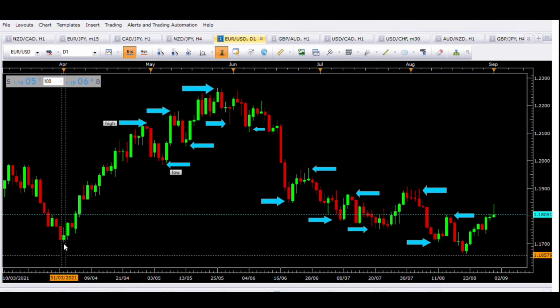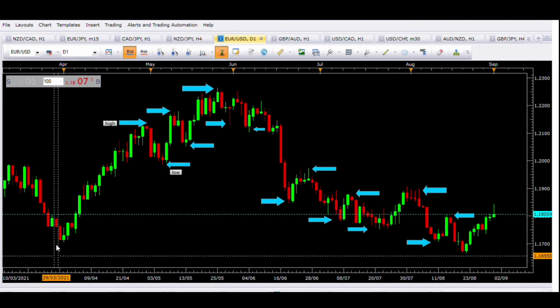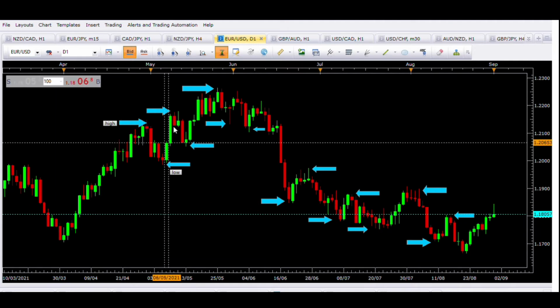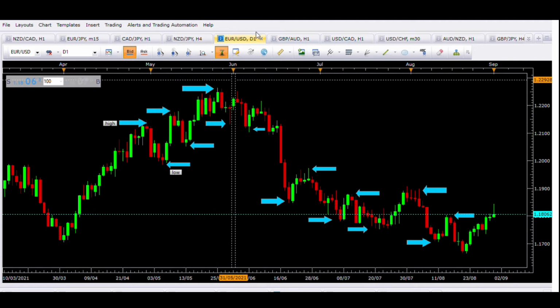Let's look at some examples on the live charts of uptrends, downtrends, and sideways markets. In reality, they're not always as clean as some of the pictures we showed you earlier. They're not as easy to read, but we can understand the market structure. So this is the Euro US dollar, the daily chart.